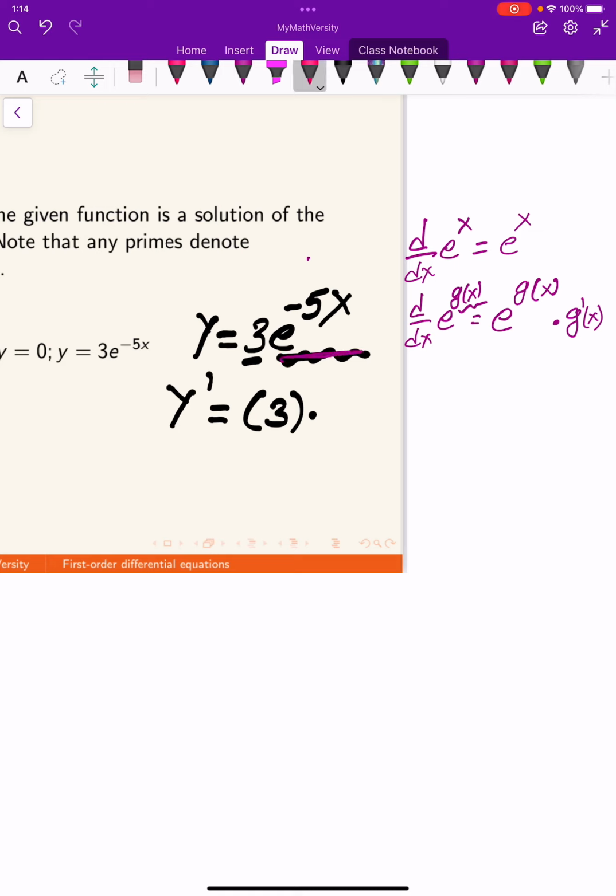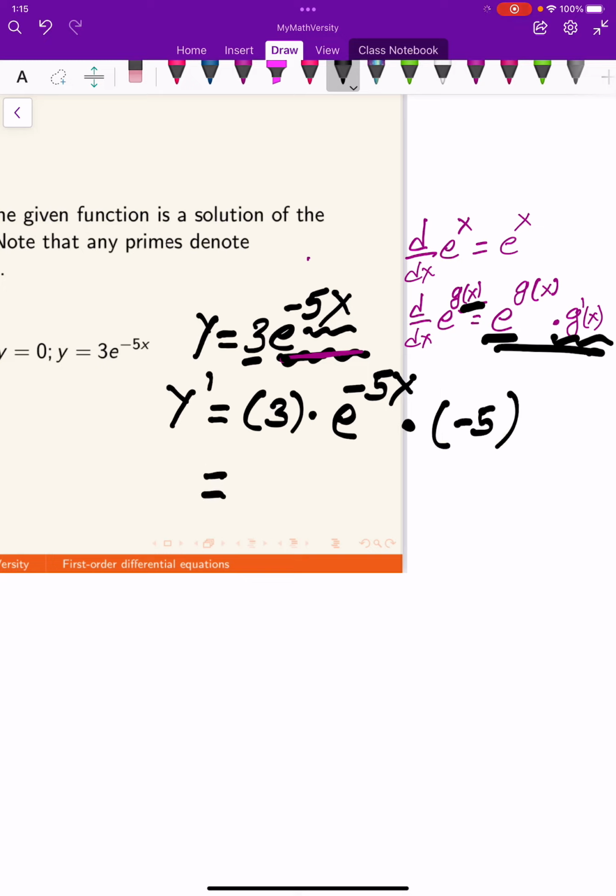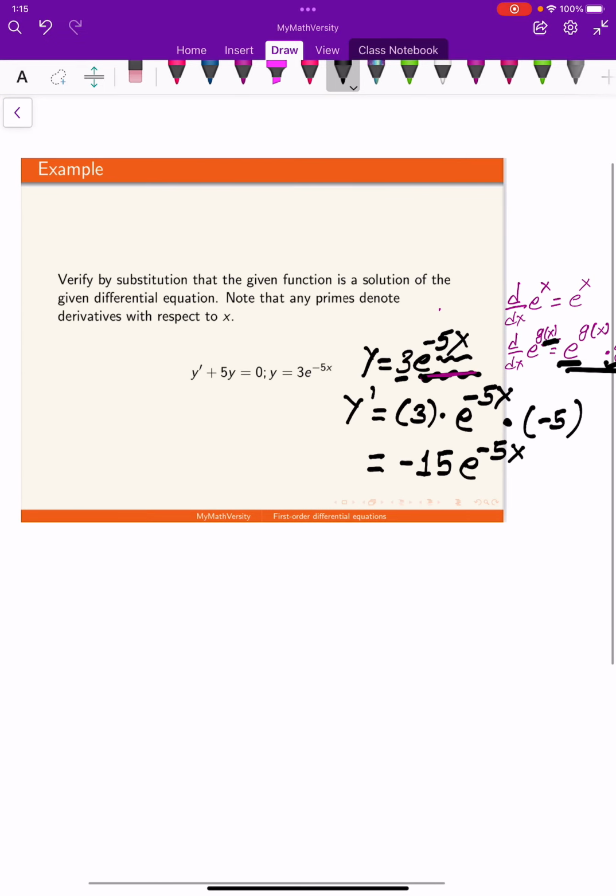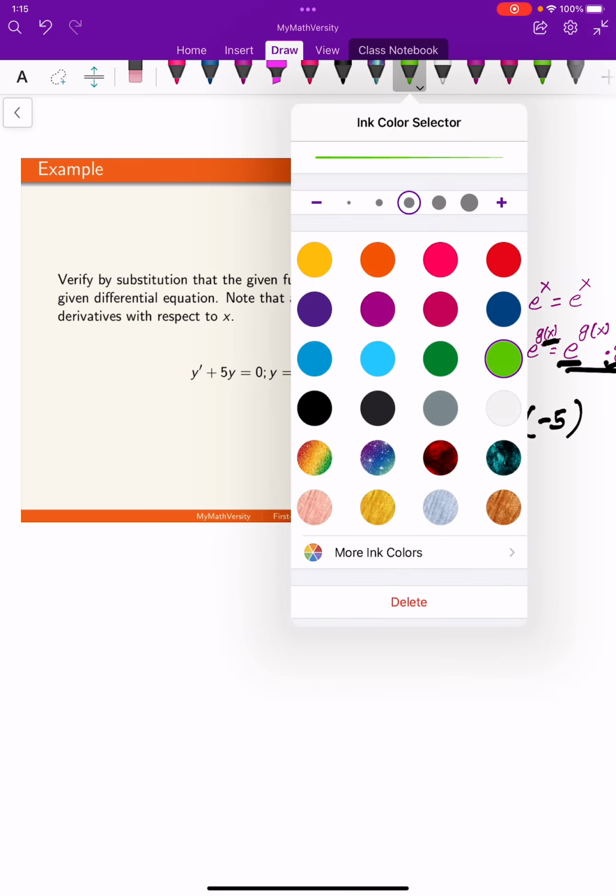So we are just going to use that formula to find the derivative of e to the power negative 5x. Here is e, composed with negative 5x. Applying this formula, we get e to the power negative 5x as it is, but don't forget to also multiply by the derivative of negative 5x with respect to x, which is negative 5. So altogether we have 3 times negative 5, which is negative 15, times e to the power negative 5x as y prime.